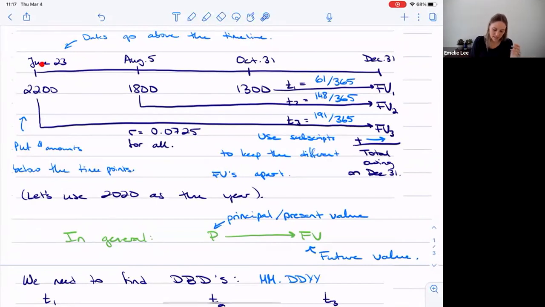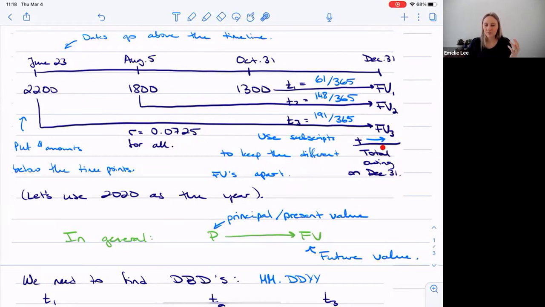I've got my dates up above, my dollar amounts for each of those dates below, and then I've got arrows showing the time with the amount of time on the arrow, and then somewhere around there, I jot down the rate just so I have it. Okay? And notice that this gives me a roadmap for things that I want to solve for, right? So now I have to solve for the future value 1, 2, and 3, and then eventually I'll be able to add those up, and that's the total owing on December 31st.